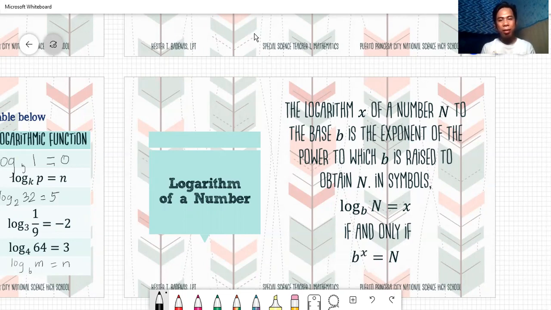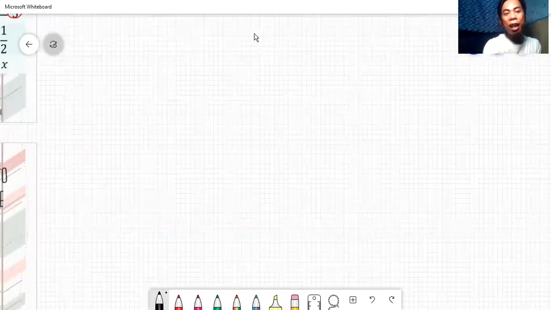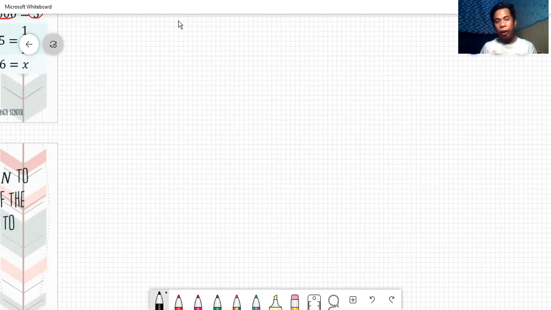Okay, very good. So now we will be having two kinds, or let's say it's not really two kinds, it's three kinds of logarithm.